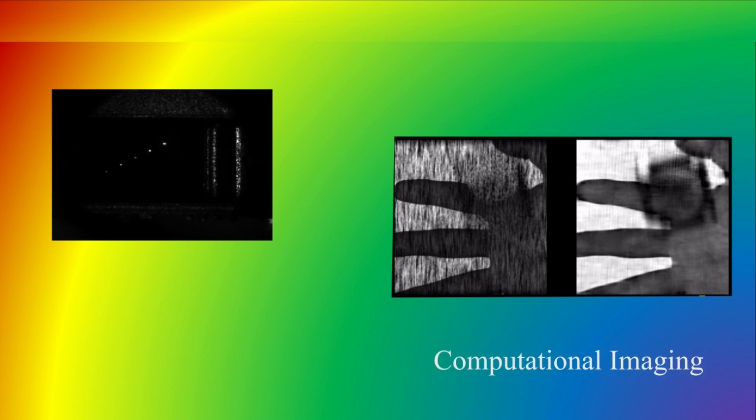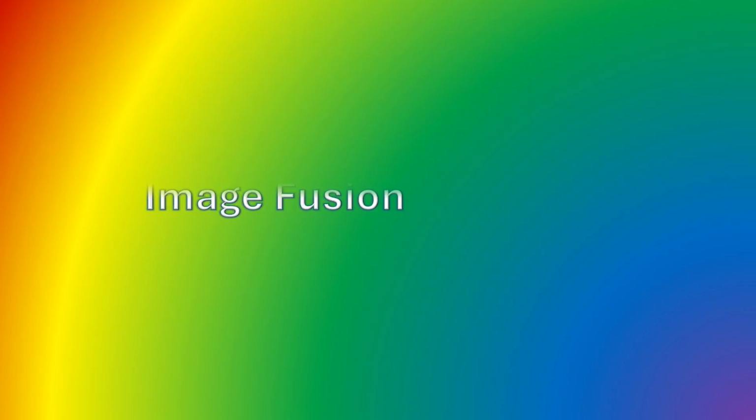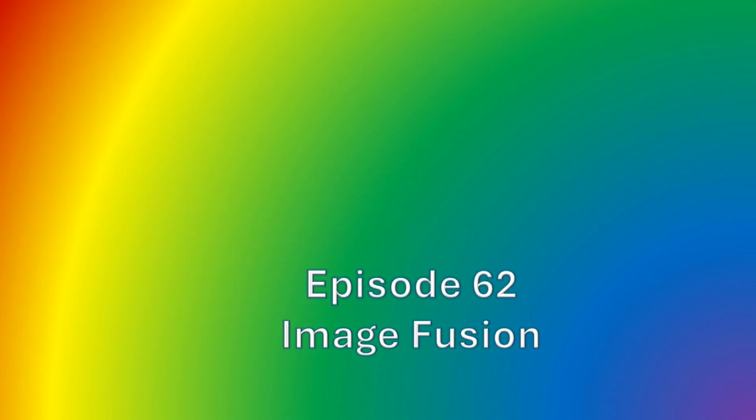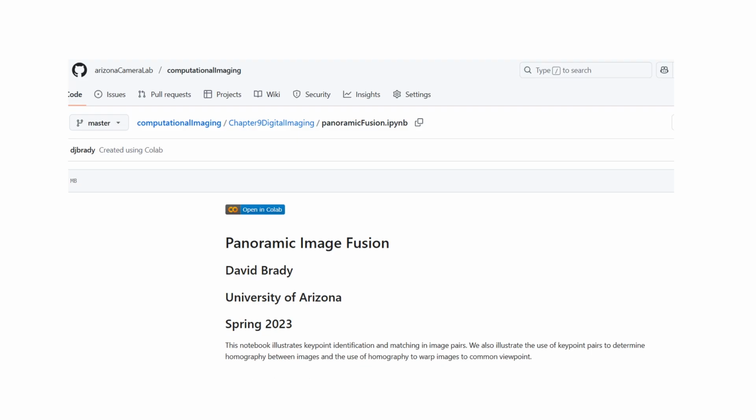Computational imaging. Episode 62, Image Fusion. Episode 61 talked about extrinsic calibration, and we found the key points in images and then used key point matching and homography to relate images taken from two different cameras to each other. Today we extend this to talk about panoramic image fusion, and we use the code that's on the Jupyter notebook that's on the GitHub site as shown on this slide.